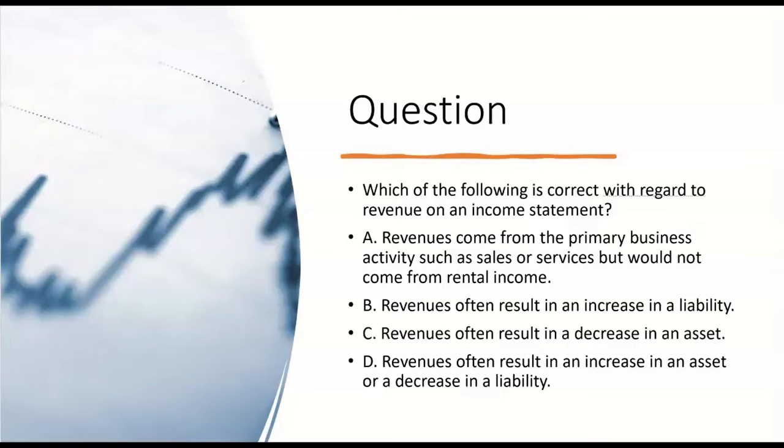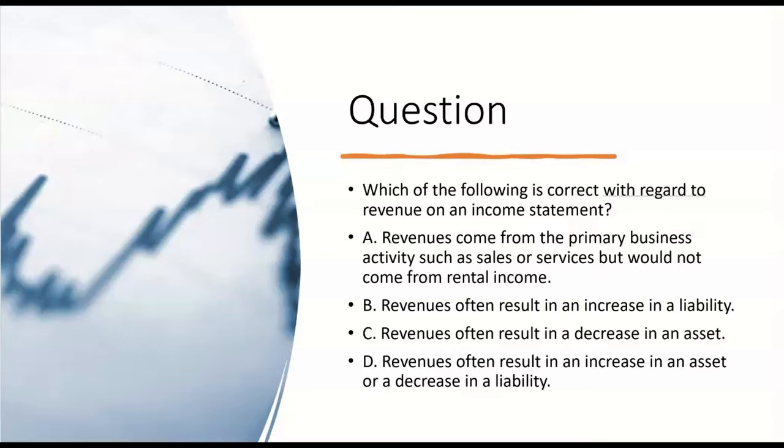So we can't pick A because part of it's right, but part of it's wrong. B says revenues often result in an increase in a liability. No, but it could result in a decrease in a liability. If that liability was unearned revenue, you could decrease unearned revenue when the revenue was earned. But B is wrong because revenue would not result in an increase in a liability.